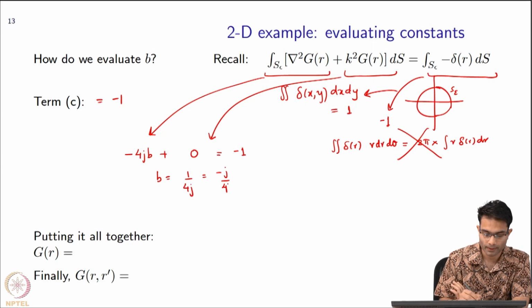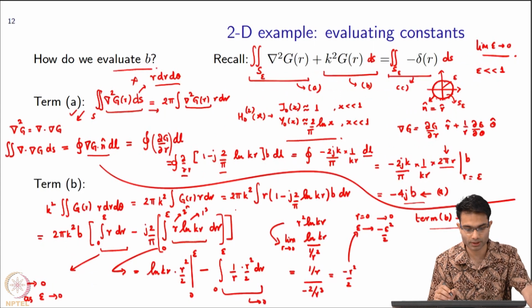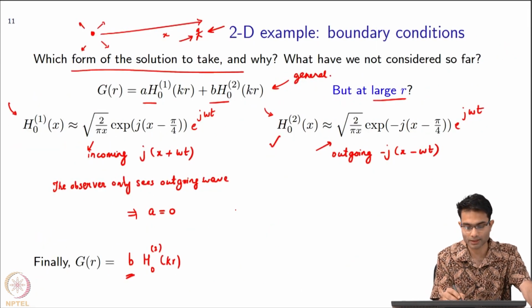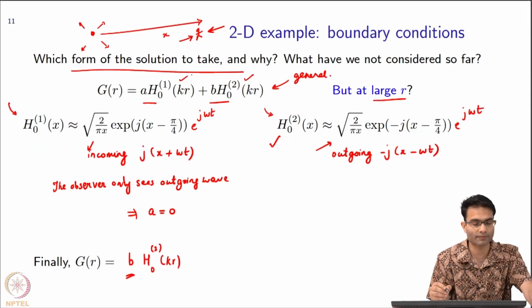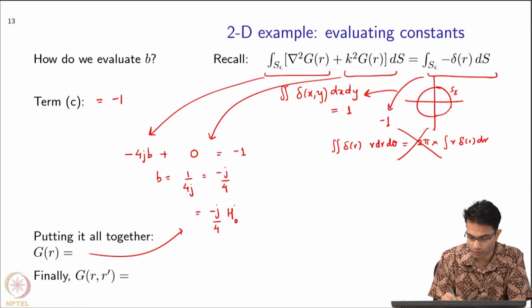Okay. And if I put it all together, finally I can write my Green's function as equal to -j by 4 h naught, right. So what I started with here, I had started with 2 terms and I am left with only the second term, right. So h naught of the second kind k r.